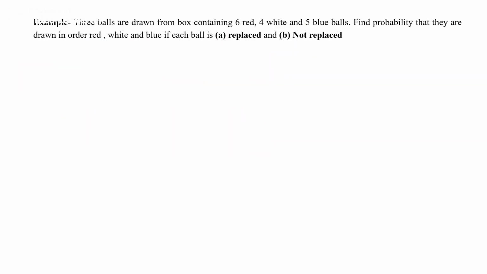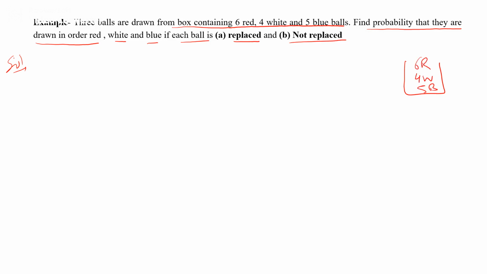So the next example: 3 balls are drawn from a box of 6 red, 4 white and 5 blue balls. Find the probability that they are drawn in order red, then white, then blue, if each ball is replaced or not replaced. So here we are given a container that has 6 red, 4 white and 5 blue balls. Now we consider this because we want to find the probability in that order.